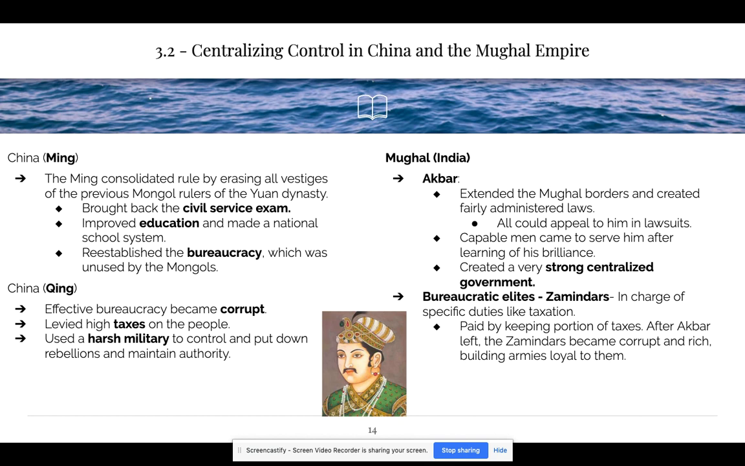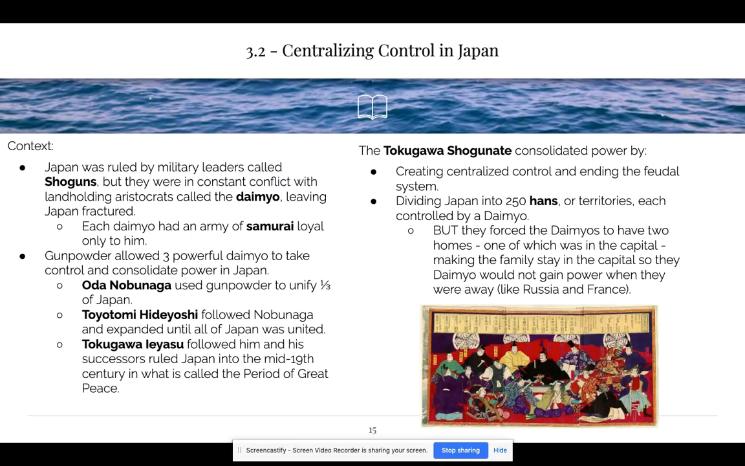And they could do this because they skimmed a little bit off the top when they were supposed to be collecting taxes. So the bureaucratic elites was one way that governments were centralized, but in some cases they kind of backfired. So that is the Chinese and the Mughal. So again, we see these themes of using bureaucratic elites, strong centralized governments, harsh military control to control, consolidate, and legitimize rule.